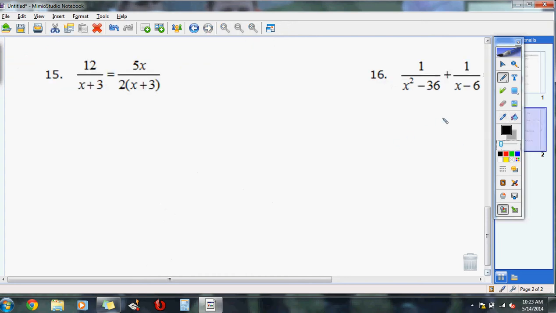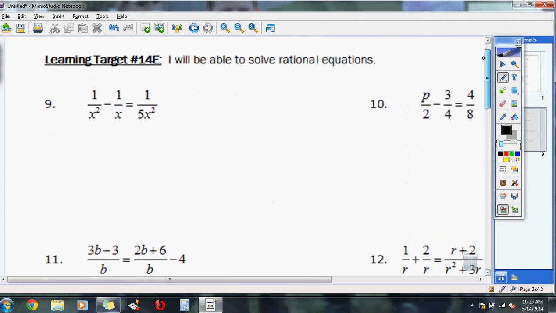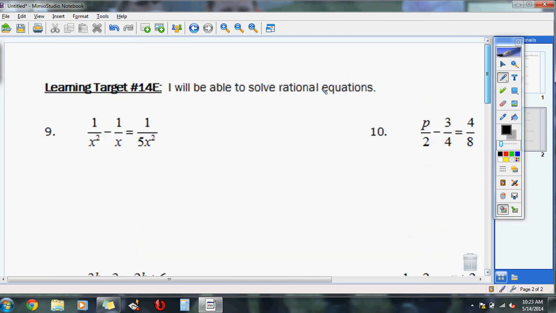Okay, moving on to the back now. Now we've got to switch gears from what we're doing on our learning target. Our learning target now is solving rational equations. Well, just like the other side, we want to find an LCD and think about an LCD first.